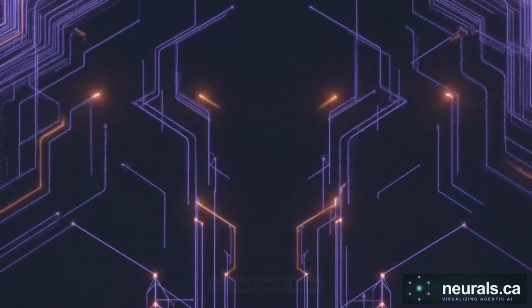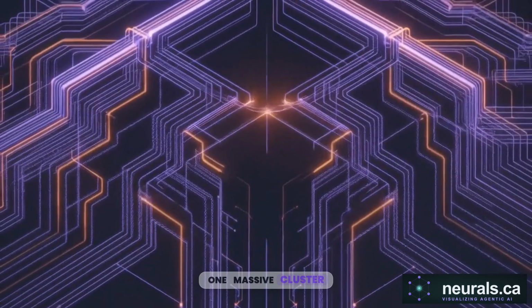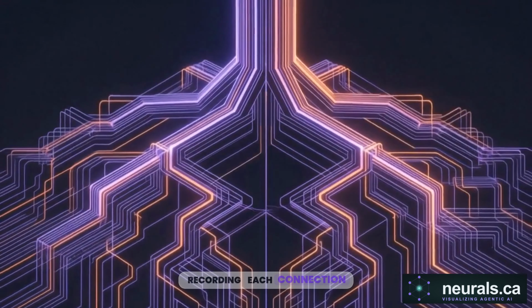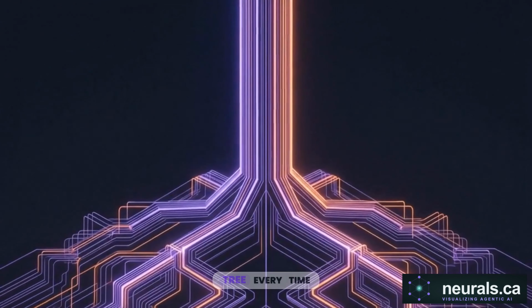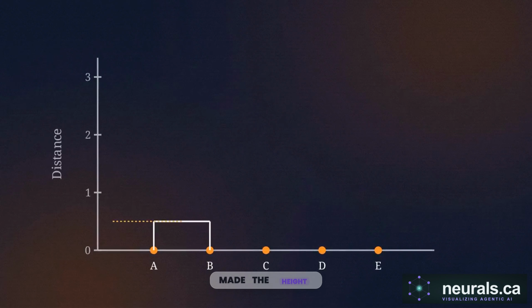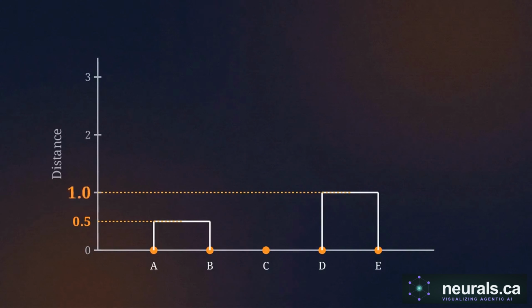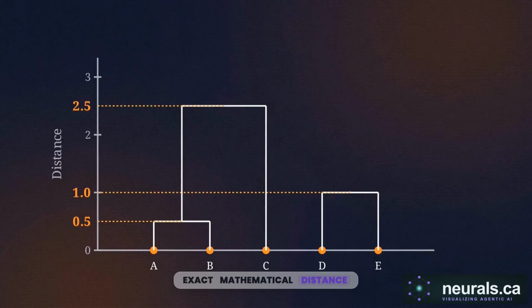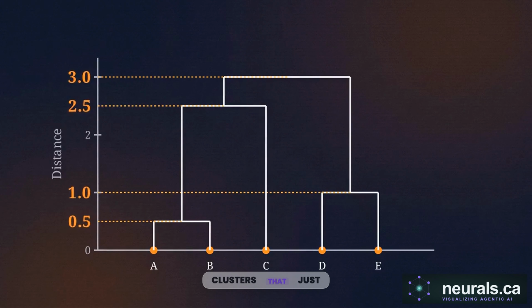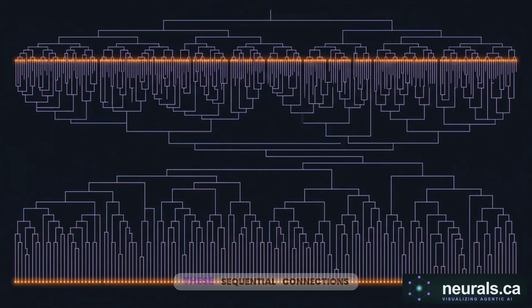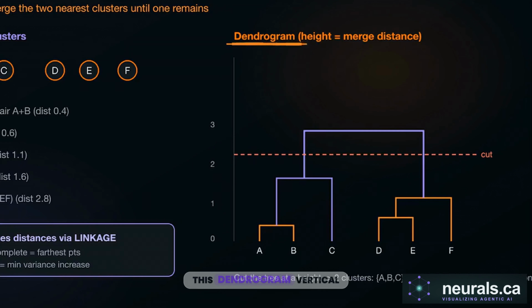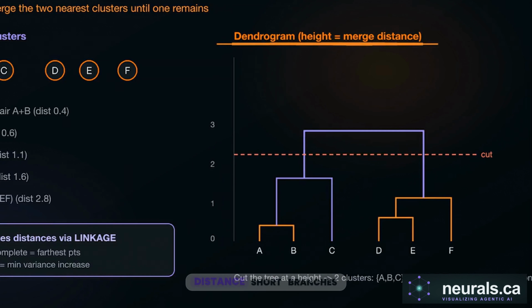It continues linking pairs until every single point is absorbed into one massive cluster, recording each connection as a branch in a growing tree. Every time a connection is made, the height of that specific branch is plotted to match the exact mathematical distance between the two clusters that just merged. By tracking these sequential connections, the algorithm generates a complete map of how the data relates to itself at every possible scale. In this dendrogram, vertical height is merge distance.